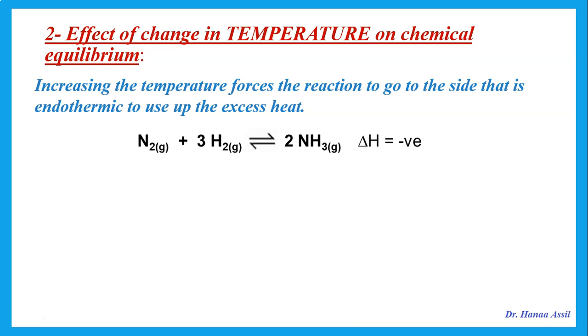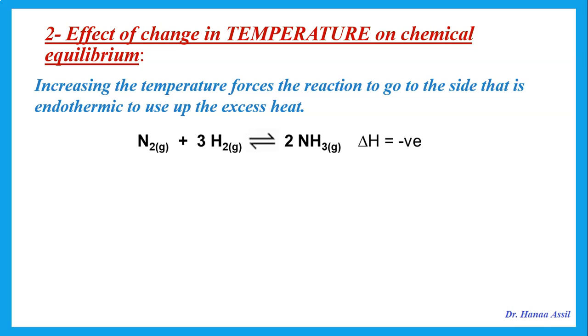If the delta H is negative, that means the forward reaction is exothermic. So if it gives me that the delta H is negative, then the forward is exothermic. That means the backward is endothermic. Now, if we increase the temperature, the reaction will go to which side? Remember, increasing the temperature forces the reaction to go to the side that is endothermic, so that it uses up the excess heat.